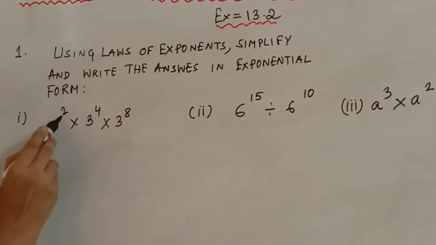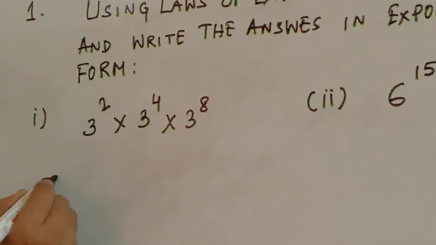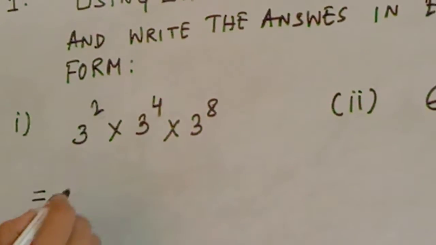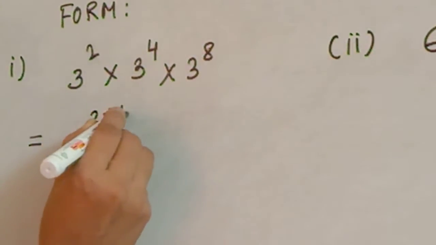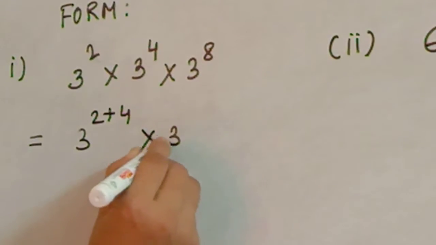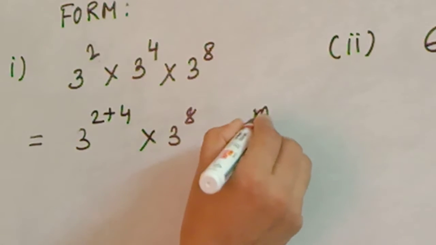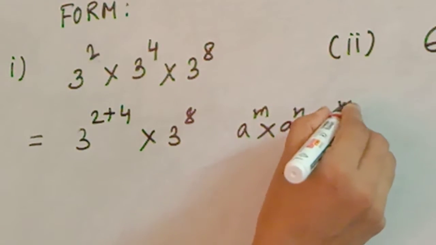Sum is 3 to the power 2 into 3 to the power 4 into 3 to the power 8. You know that bases are same, powers are different. First we will do 3 to the power 2 plus 4 into 3 to the power 8. As you know that a to the power m into a to the power n is equal to a to the power m plus n.